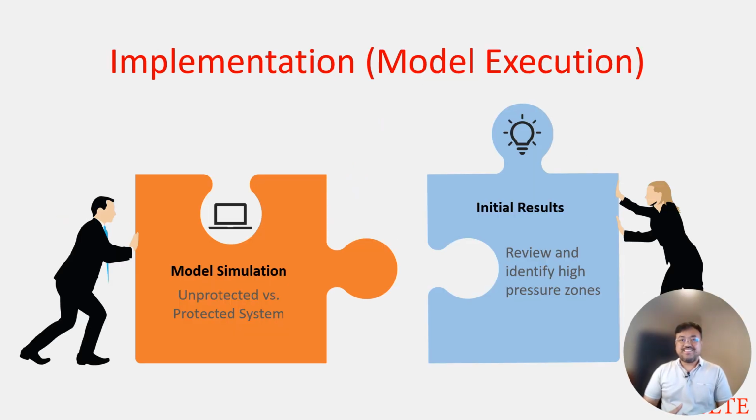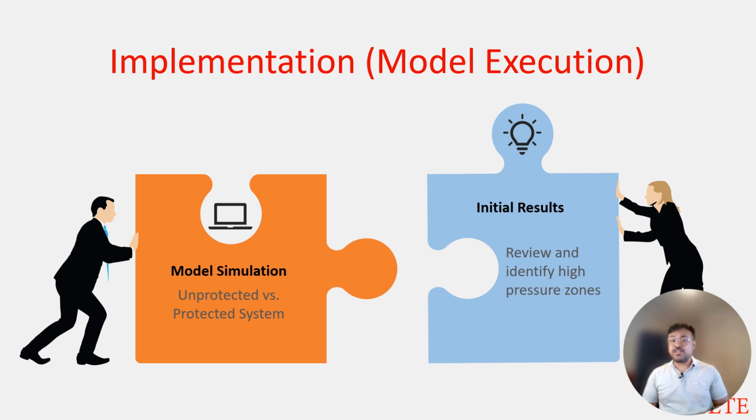Now that we've completed the detailed design, we move into the implementation phase where we actually run the simulation and analysis of the results. In the model simulation, at this point, we input all the data from the detailed design phase into Bentley Hammer and run the simulation. This allows us to see how the system performs under different transient scenarios. In our example, we simulate a pump shutdown and observe how the pressure and flow change throughout the system. We simulate both the unprotected and protected systems.